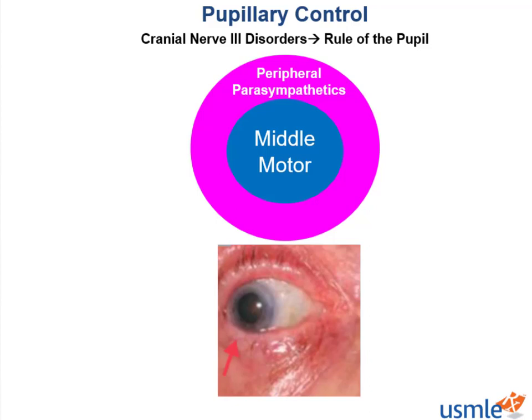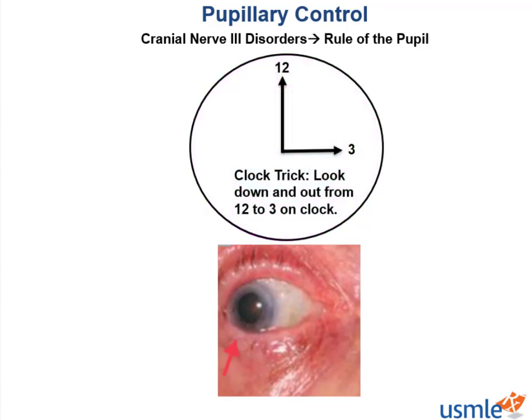Remember this finding with the clock trick. Imagine trying to look from 12 to 3 o'clock. You'd have to look down and out to do so. Aha! We are talking about cranial nerve 3, so connect looking at 3 o'clock with the impairment of the middle motor fibers of cranial nerve 3, and you should have no trouble remembering the classic down and out eye of a cranial 3 motor fiber lesion.